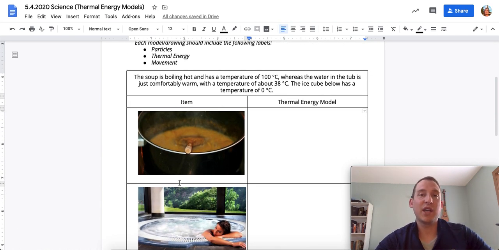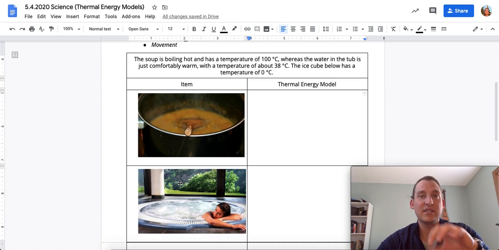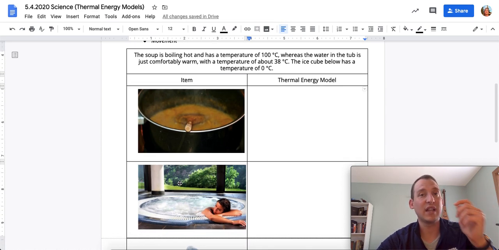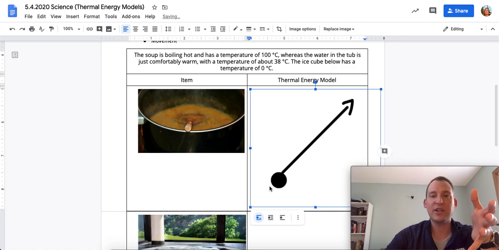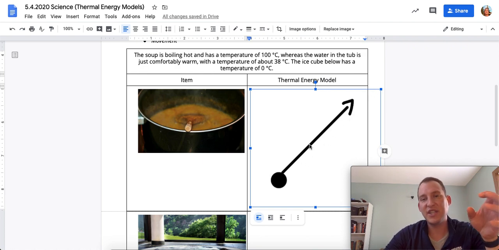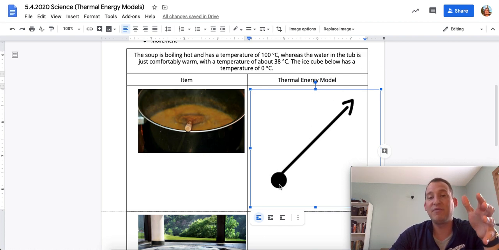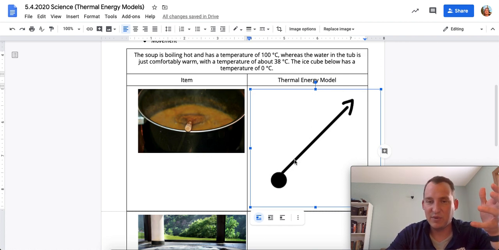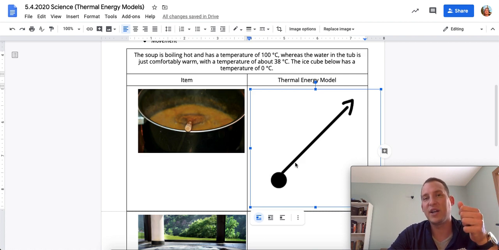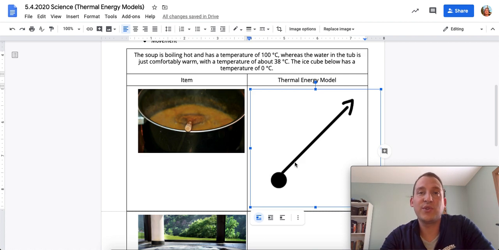The one thing that I would encourage you to think about is that same representation we used last year. If you remember, we did something like this where we had the particle right here moving, and if it was moving faster or more, there was more energy there. This line would be longer. If it wasn't moving very far or very fast, there wasn't a lot of energy. It would just be a short little arrow here.